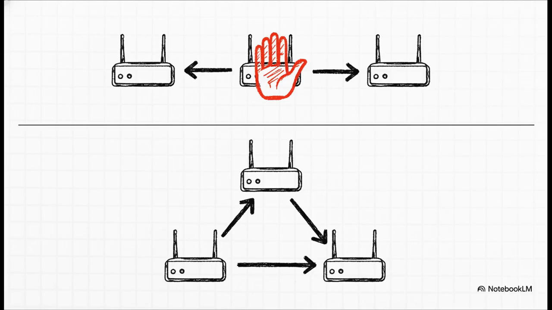Our Reddit user had 3 routers in a straight line, fully expecting the middle one to just pass the routes along. And there's the light bulb moment. Because of split horizon, that middle router kept the routes entirely to itself to prevent a loop. To fix this natively, iBGP requires a full mesh topology, meaning every single iBGP router has to have a direct, configured session with every other iBGP router on the network.